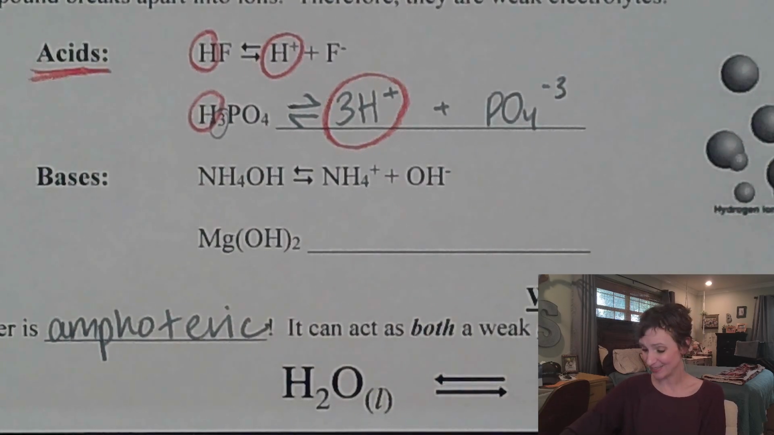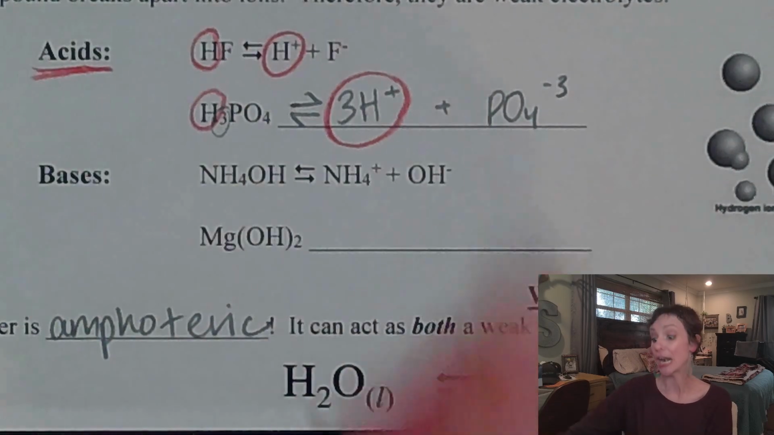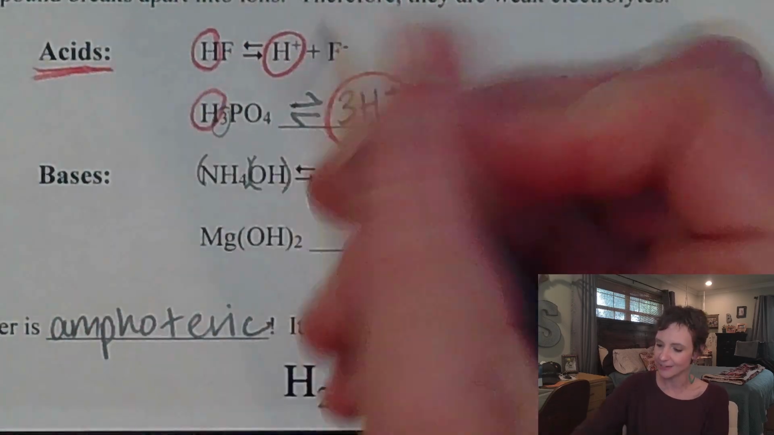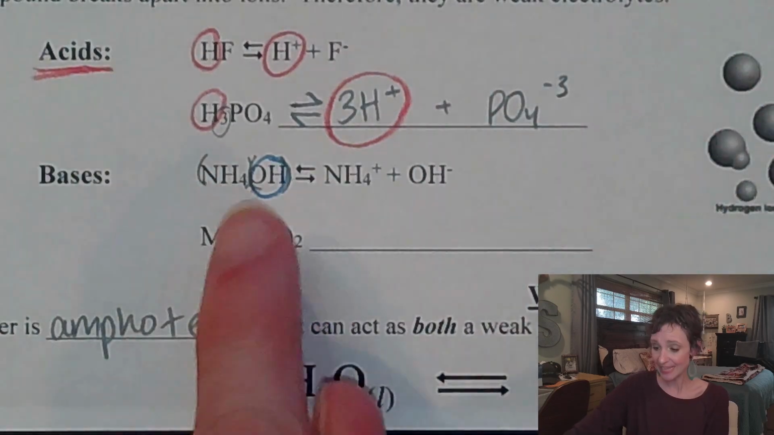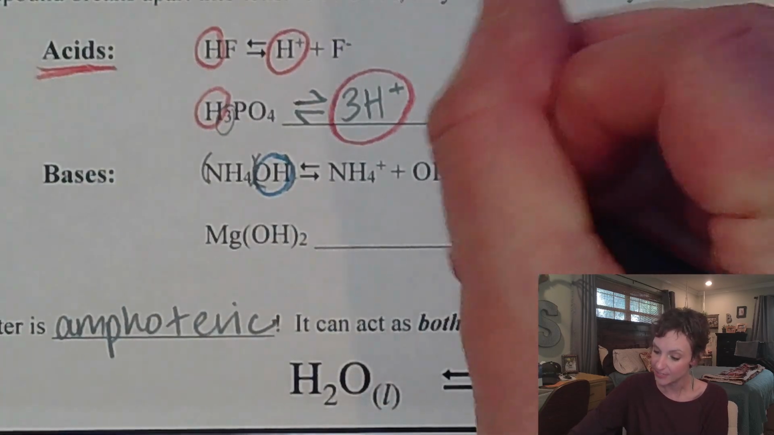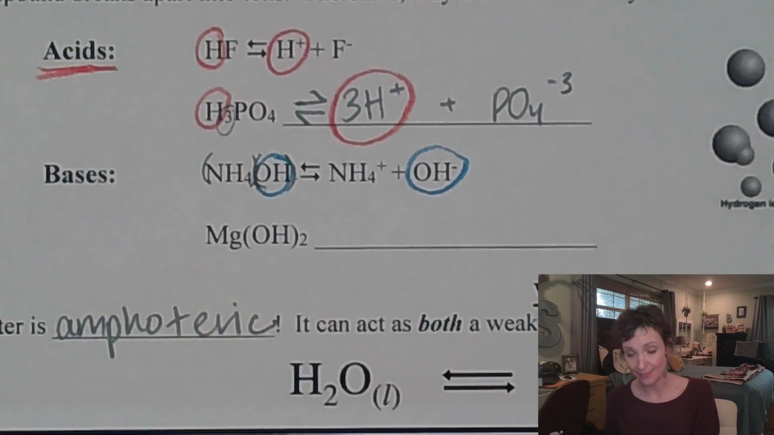Okay, and then my bases, this is ammonium hydroxide. You're like, what is even going on here? Well, he is definitely not a strong base, but he is a base, and I can tell because I see that hydroxide, right? He breaks up into 2 polyatomic ions, the ammonium polyatomic ion and the hydroxide polyatomic ion. There he is. Amazing.